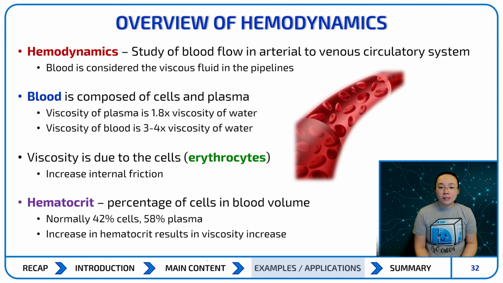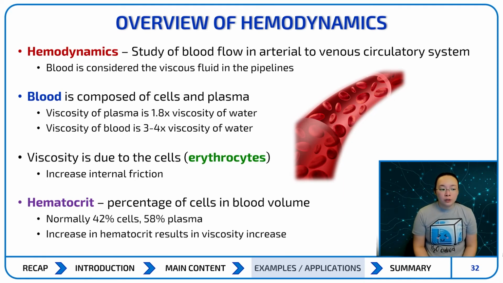The viscosity of plasma is actually 1.8 times the viscosity of water, but the viscosity of whole blood is 3 to 4 times the viscosity of water. And that makes sense because there are red blood cells or erythrocytes that create additional internal friction within the blood. But if you take out all those blood cells, then the plasma remains, and that is closer to water.